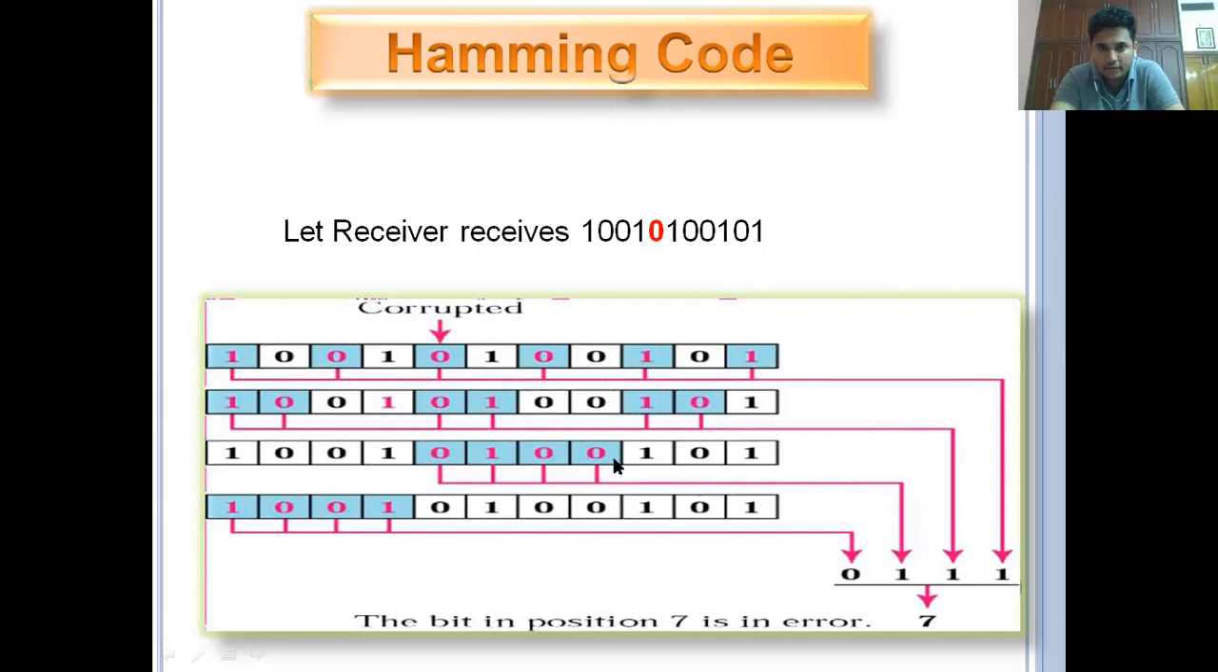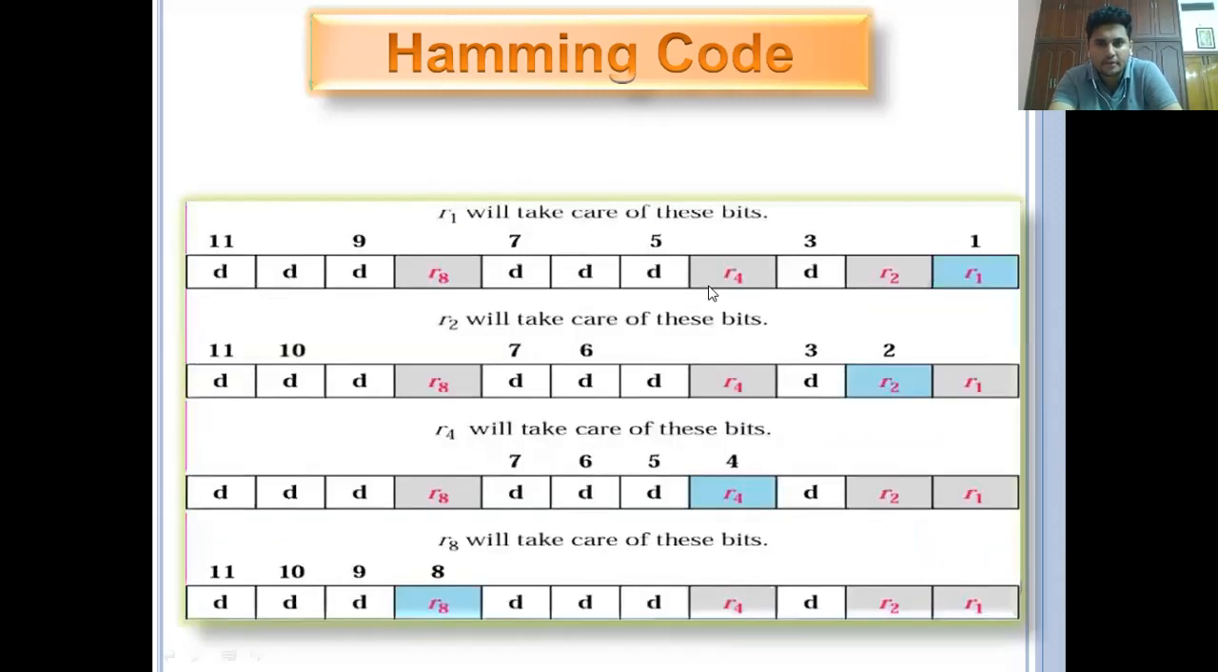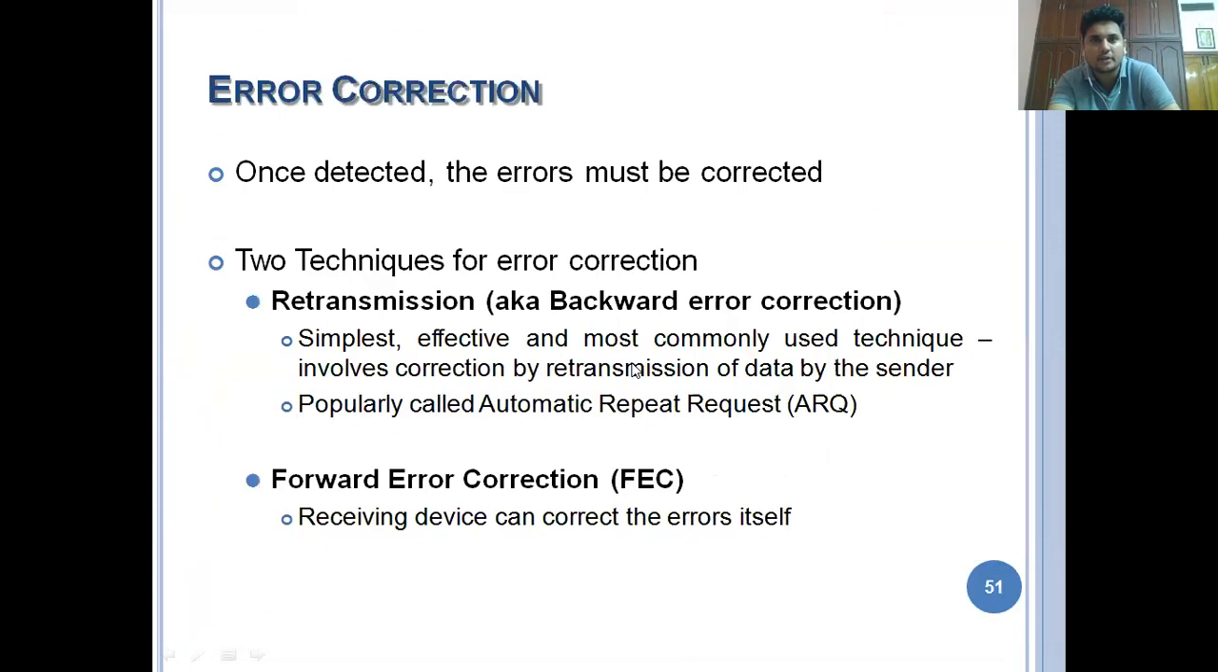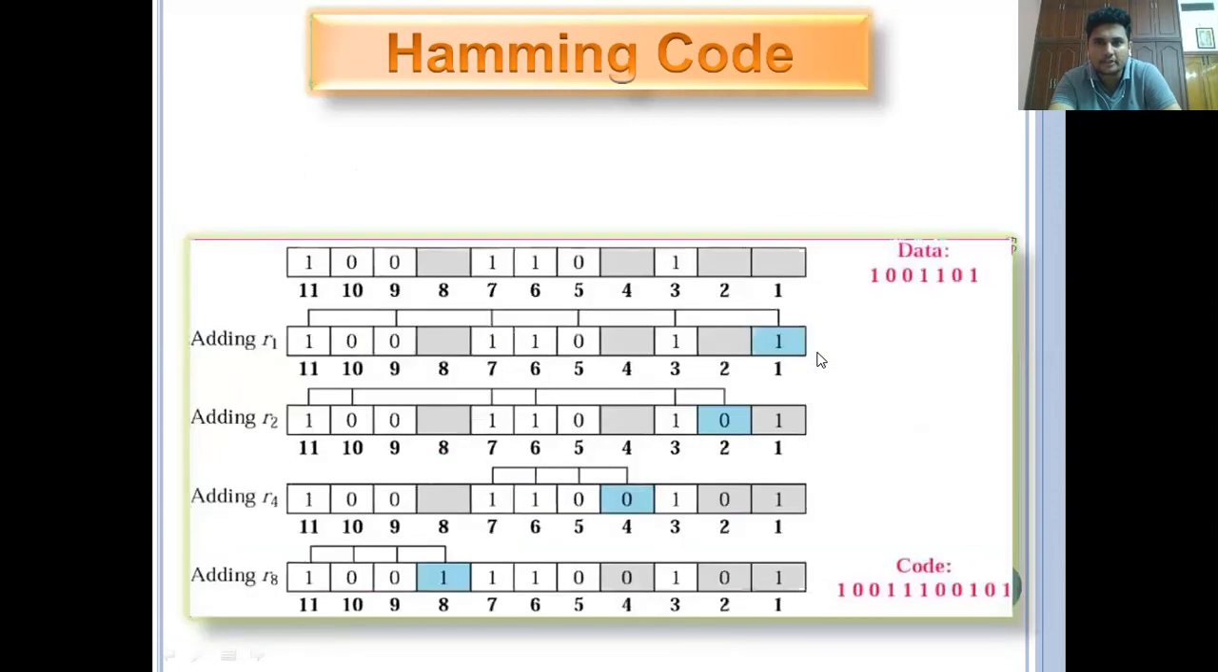Now R4 will take care of these 3 bits. Now by adding these 4 bits, that's why we are discussing here, we are performing XOR operation. So where are we performing XOR operation?